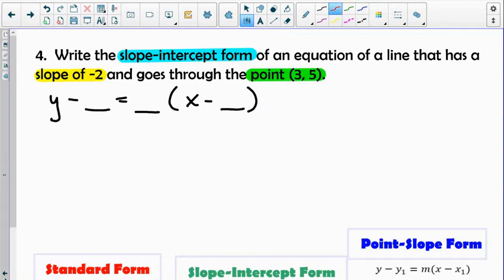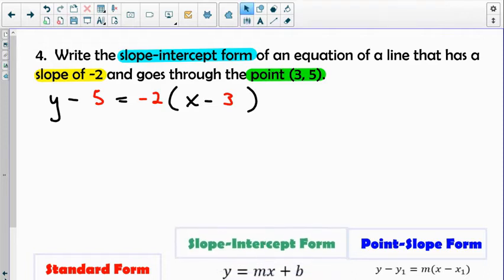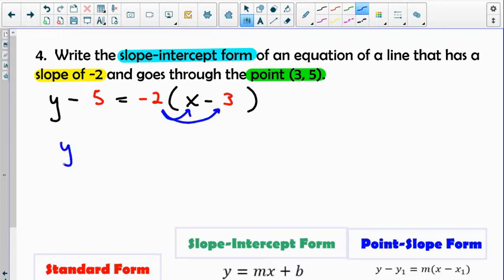So we fill in our blanks. The y coordinate's 5, the x coordinate's 3, the slope's -2. I see there aren't any double signs that we have to take care of, so I'm just going to go ahead and erase my blanks rather than rewriting it. And now I can work towards my goal of writing my equation in slope-intercept form, which means get rid of the parentheses and solve for y. So I'm going to start by distributing on the right-hand side. That will get rid of any parentheses.